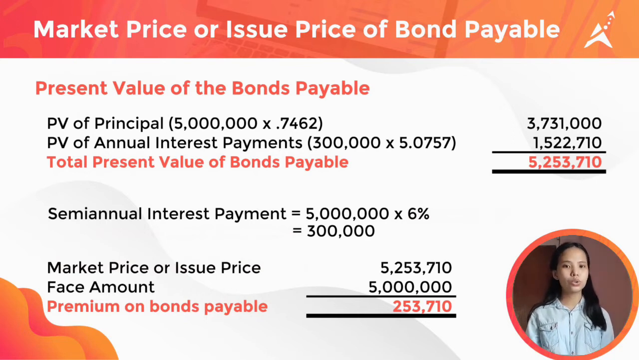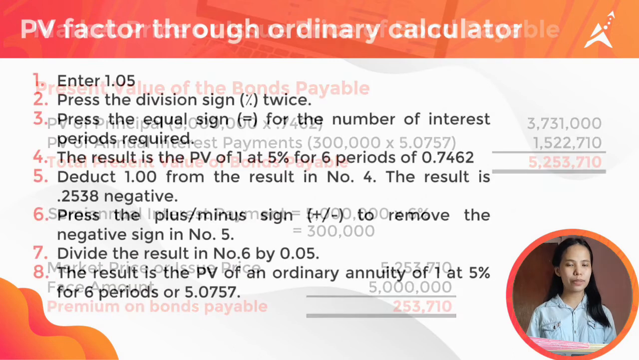5,253,710. And to find the premium on bonds payable, just subtract the face amount 5 million from the market price 5,253,710. So the premium on bonds payable would be 253,710.